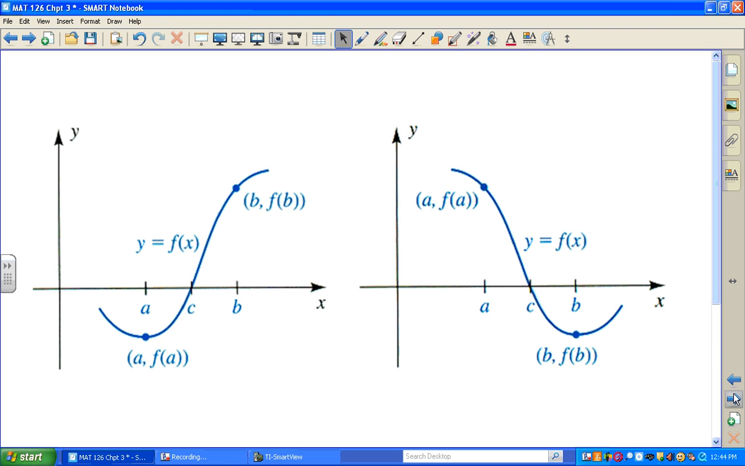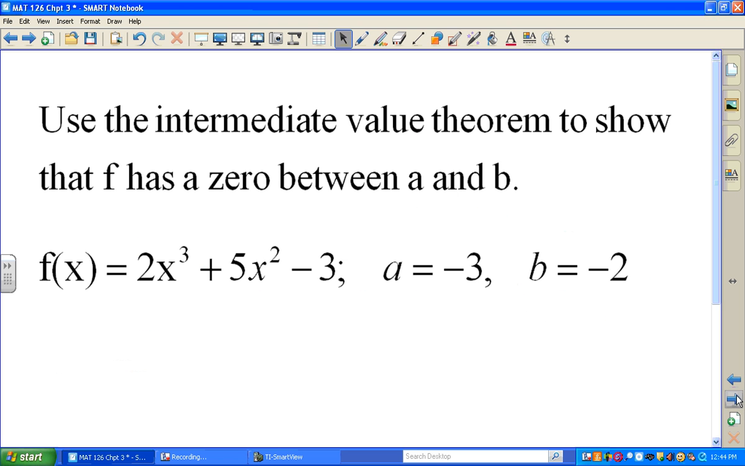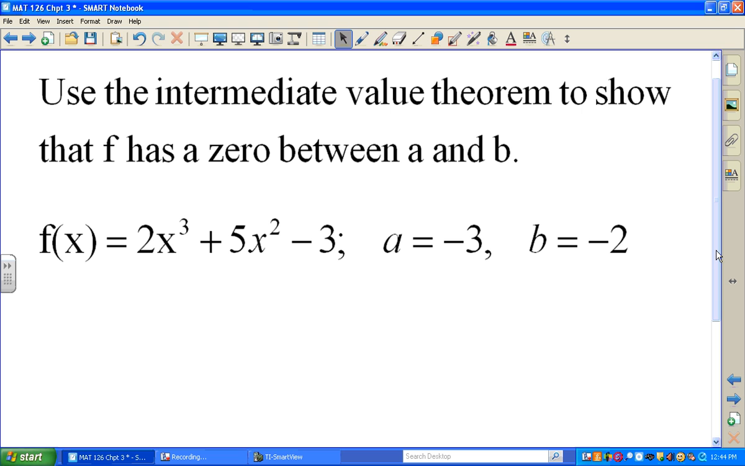Here's another example of the intermediate value theorem, f of b and f of a and c and f of x and all that other fun stuff. You can generate those graphs, but those are more trig functions than polynomials. So, use the intermediate value theorem to show that f has a 0 between a and b.